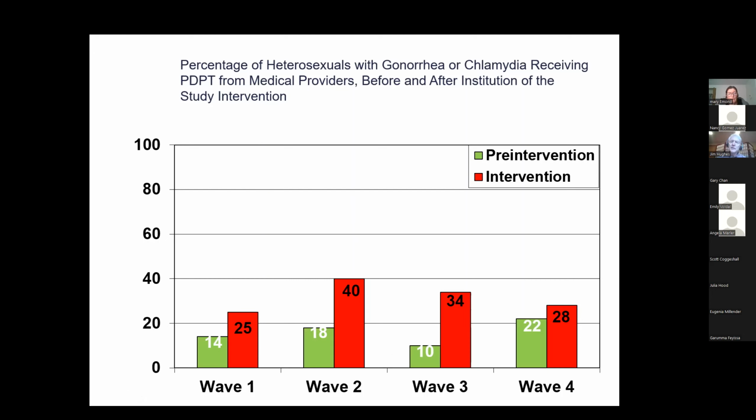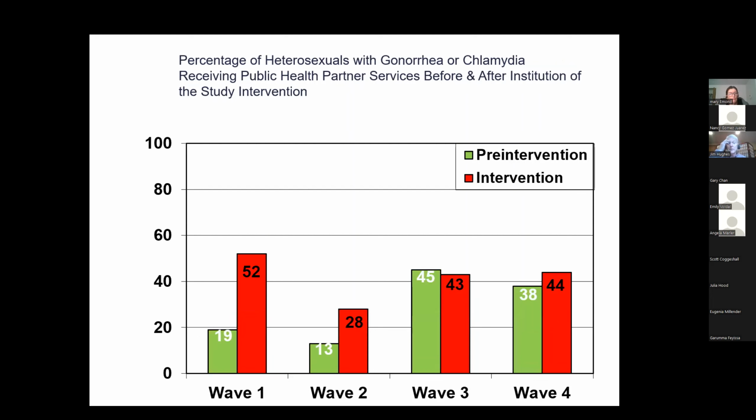The other piece of the program was the partner services. So, health clinic personnel helping deliver the intervention if the index patient wasn't able to. And what we see in the first 2 waves here is a decent increase in provision of these partner services before and after. But wait a minute, what's going on here in waves 3 and 4? Well, there doesn't seem to be much difference before and after in provision of partner services.